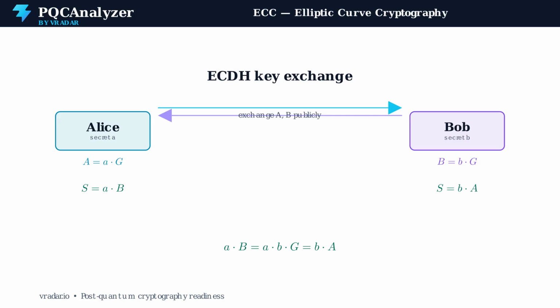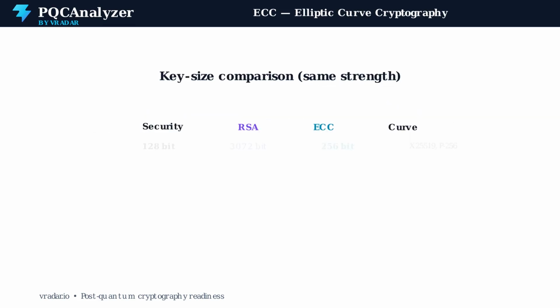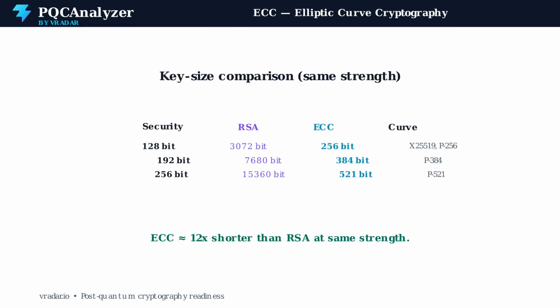For 128-bit security, RSA needs 3072-bit keys, while ECC needs only 256-bit keys. Roughly 12 times shorter, which is why TLS, mTLS, and blockchains all migrated to ECC.